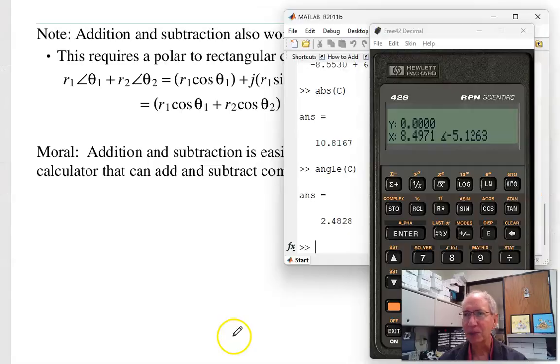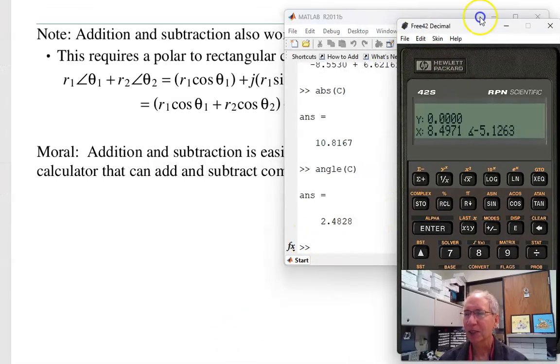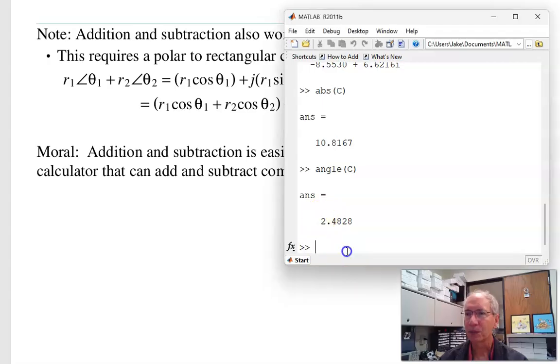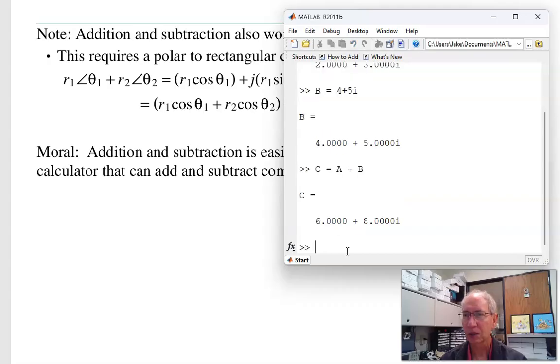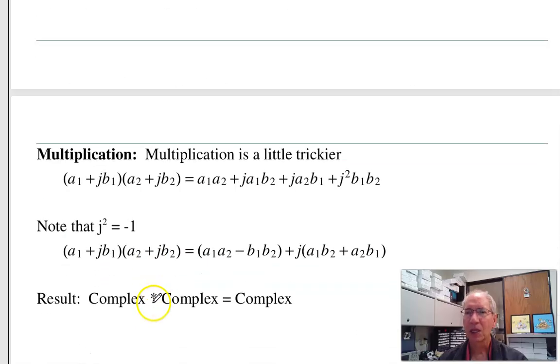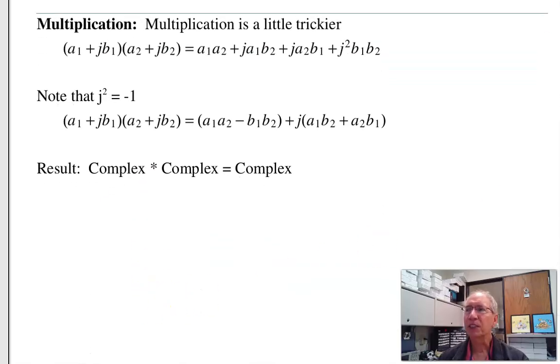In MATLAB, get this out of the way. Yeah, MATLAB adds, subtracts, just fine. Let's move on to multiplication.